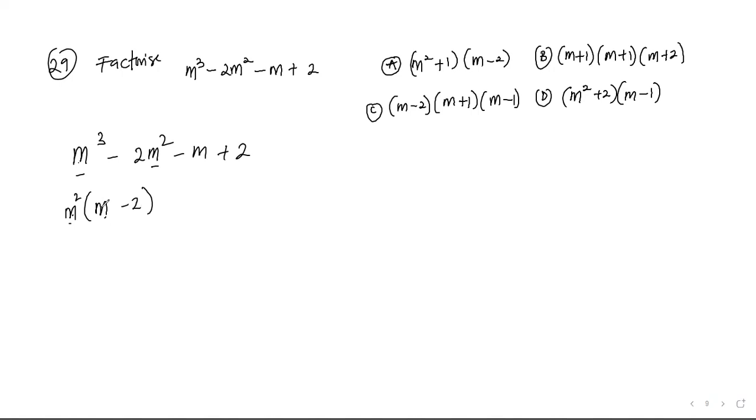Then I always like to tell you, whatever is here should also be here. So sometimes I like to paste them, all right? And I ask myself, what will I multiply with m to get minus m? That is minus 1. So minus 1 times m is minus m. Minus 1 times minus 2 is plus 2. So you see, it works.